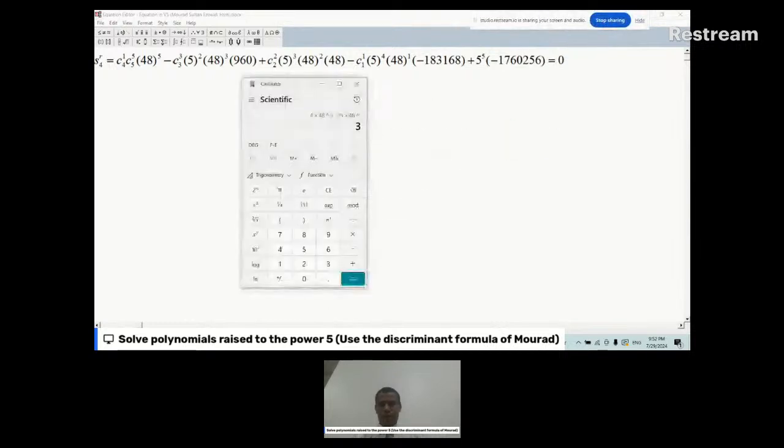Okay, we continue, learners. So 4 times 5 choose 5 is 1, times 48 raised to the power 5, minus 25 times 48 raised to the power 3 times 960, plus 125 times 48 squared times 48, meaning times 48 raised to the power 3.